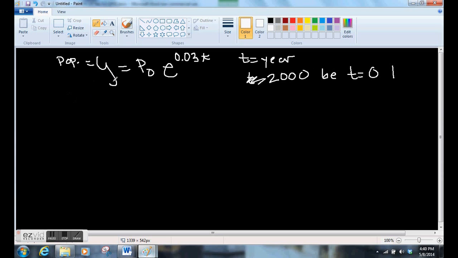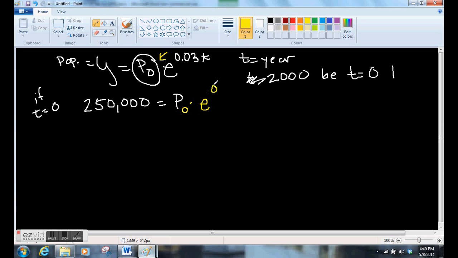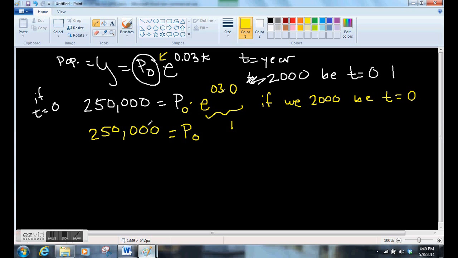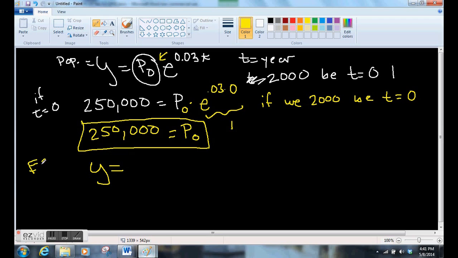The reason you can do this is because if t equals 0, we'll start counting at the year 2000, then we know the population is 250,000, because we don't know this P0. So our first goal is to find out what that is. We need to get a number for this one. So P0 times e to the 0.03 times 0, if we let the year 2000 start the clock there. Then this is all just 1, because e to the 0 is 1. The reason I did this is now my equation is a lot simpler, because I have P0 equals 250,000. We're done! No, we're not done. I just added more information to our equation.